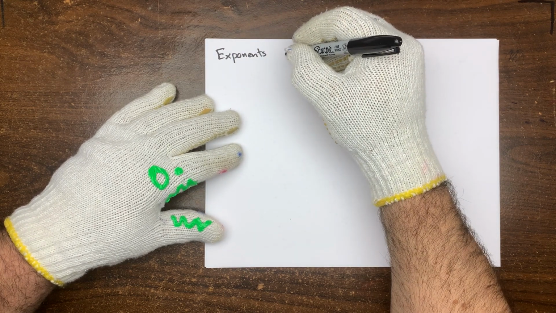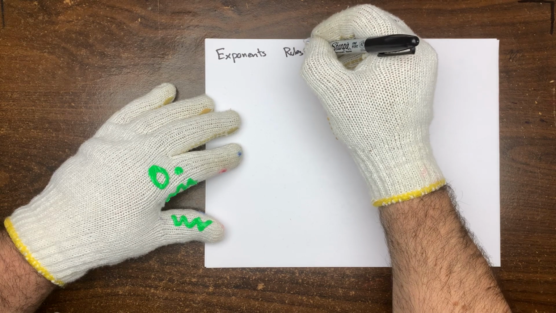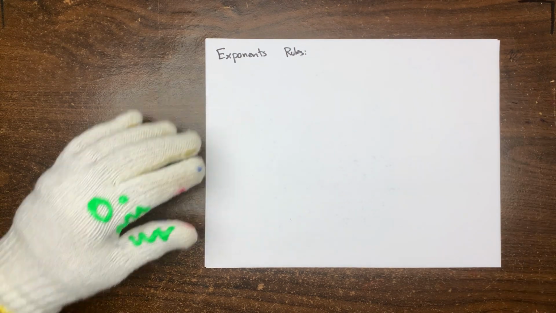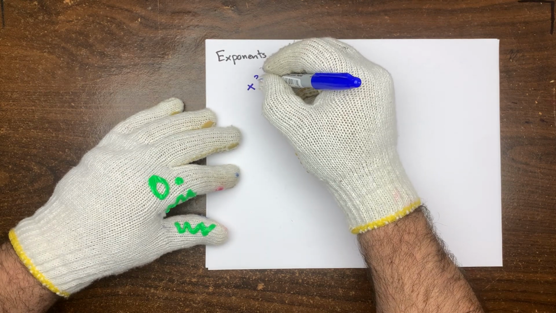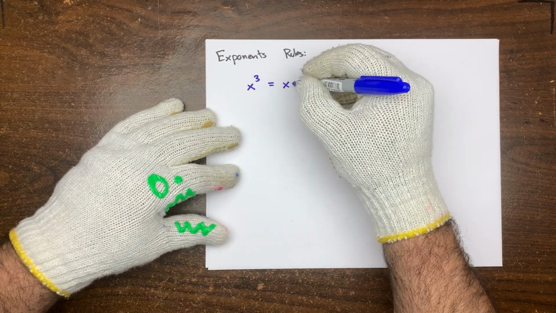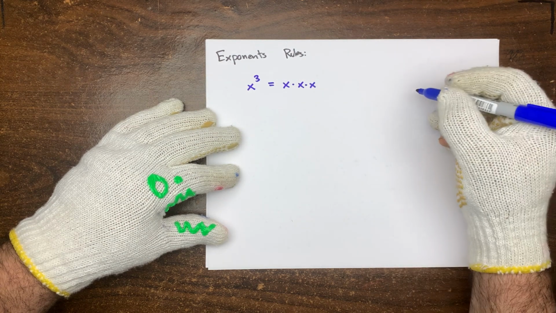Exponents. Let's talk about the rules. Okay, let's first remember what an exponent is. What is an exponent? If I have x to the power of 3, what does that mean? It means x times x times x.